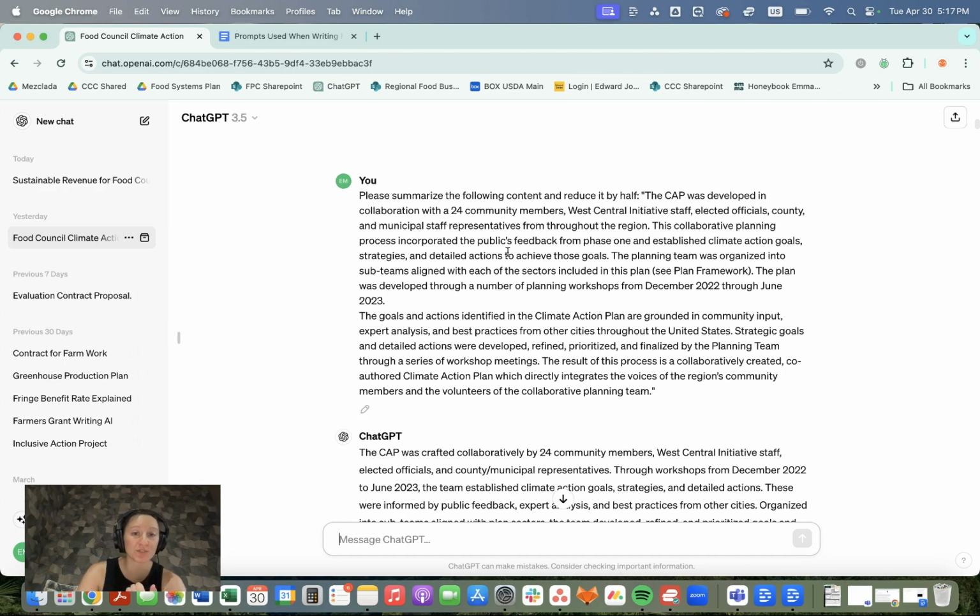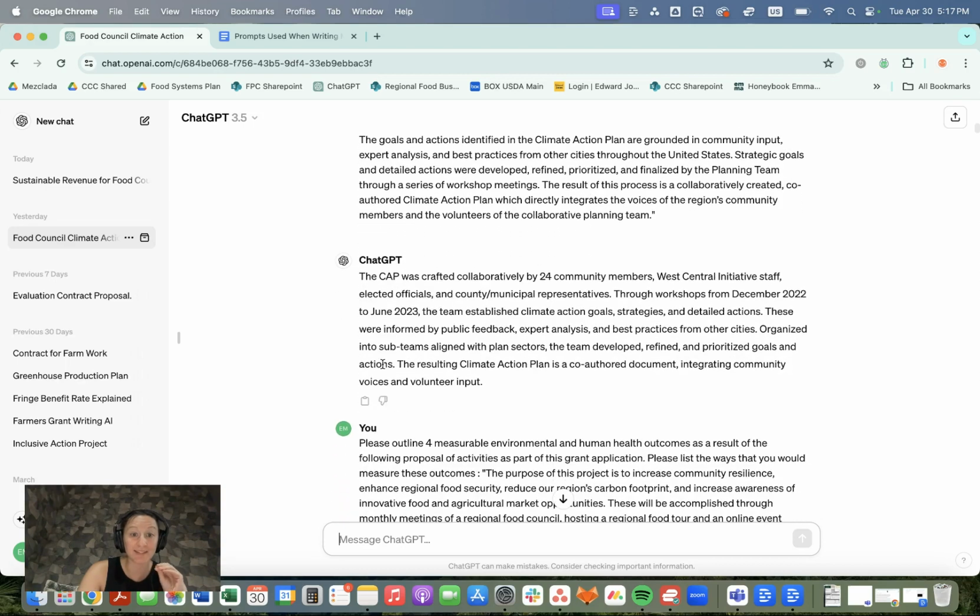One of the tools that I used was summarizing content and reducing it. This is a key element when you're dealing with word counts. This is one of my favorite ways, and you'll see that I use it quite frequently throughout this entire thread. So I took 2 different paragraphs about the climate action plan that had come from the actual climate plan, and I asked it to make it smaller, and it did.